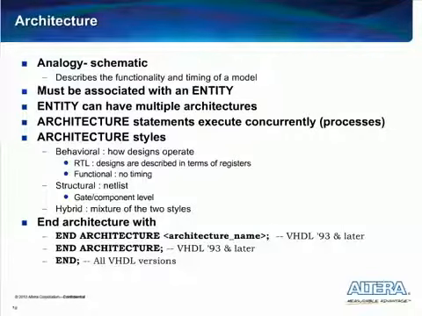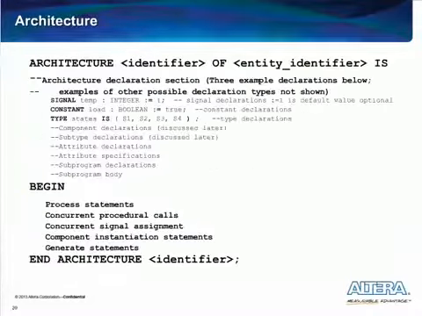Similar to the entity block, the architecture can be terminated with several different methods depending on which version of VHDL you are supporting. The architecture starts with the keyword architecture. Following that is the name of the architecture. You can use any alphanumeric name for your architecture. In fact, many designers, including myself, will simply reuse the same name for all of their architectures or most of their architectures. Since architectures are invisible to the outside world, reusing the same name is not an issue.